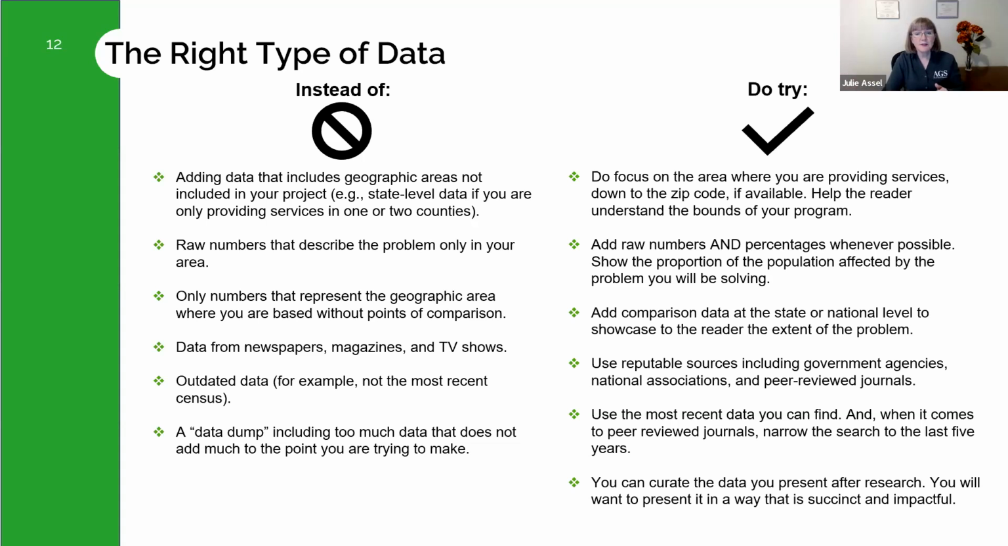The fifth is using outdated data. An example is using what's called the decennial census data, which was last published in 2020. And a lot of people say, but that's only 3 years old. But I want you to think about what all was going on in 2020. That may not be the story that you want to tell now.